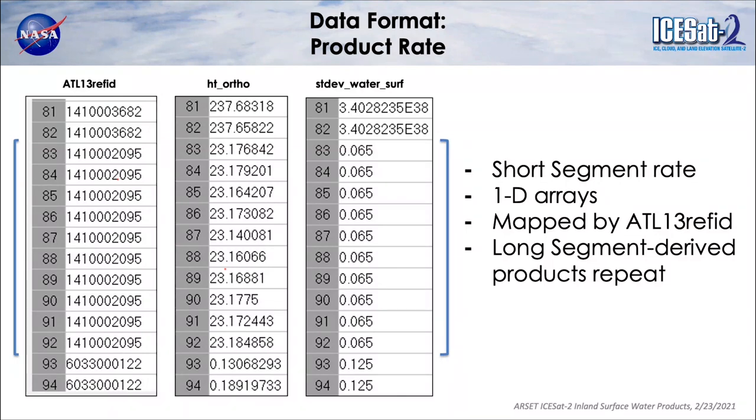So digging a little further here, we can open up the data at the short segment rate. These are produced in 1D arrays, and we have three values. We have the reference ID, the orthometric height, and the standard deviation of the water surface. So you can see here that in rows 83 through 92, for that particular water body, we have in the same rows the orthometric height and the standard deviation of the water surface.